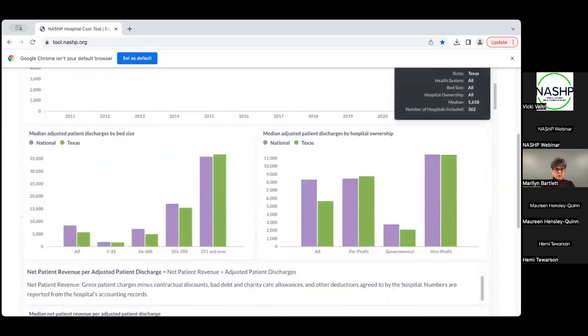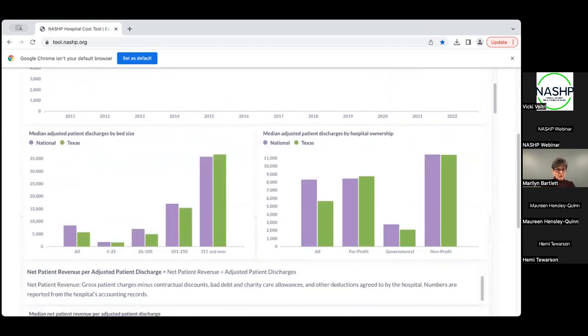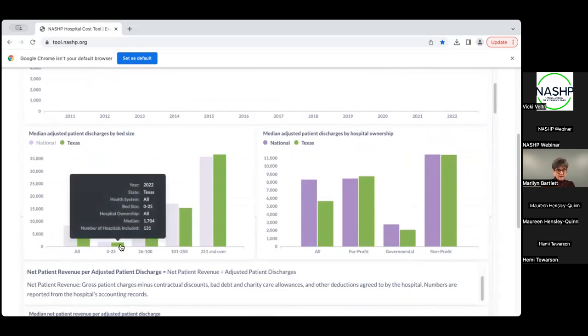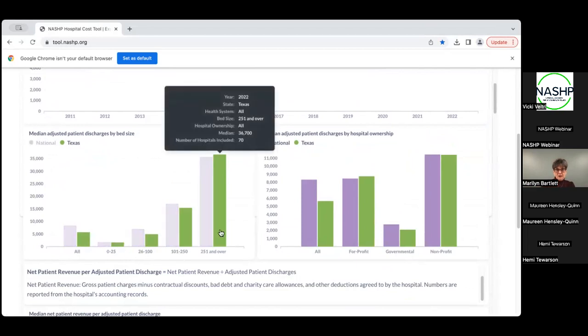We also then break it down. And I wanted to show you, this is what's interesting by bed size. We look at all, but from 0 to 25 bed size in Texas, there's 131 hospitals. 70 hospitals in 251 plus bed size. So it's interesting to see how they compare to national.